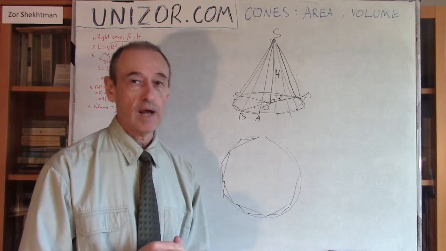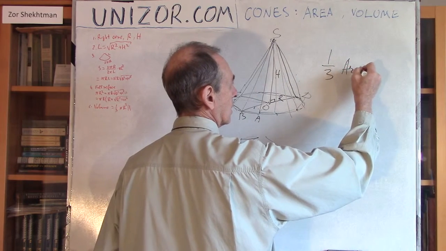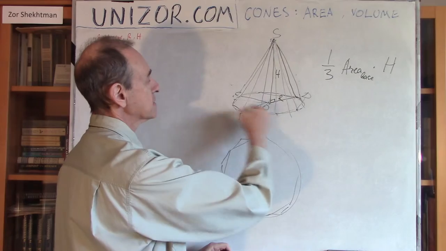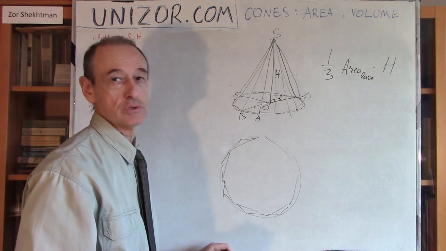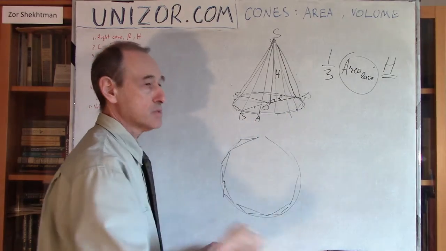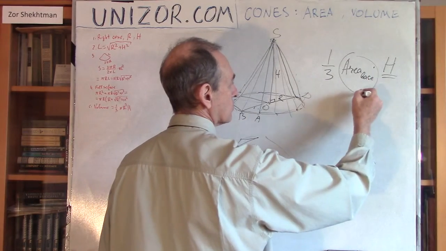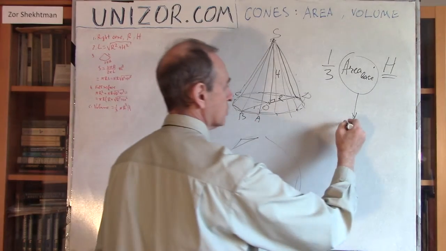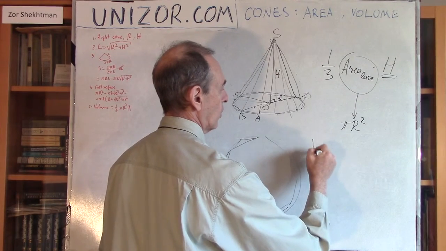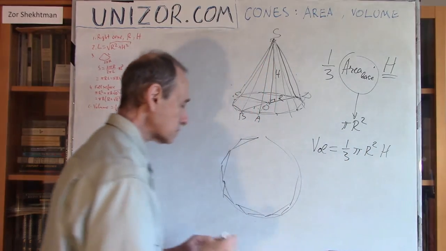Well, now, we know that the volume of the pyramid is equal to 1/3 area of the base times h, right? Now, all these pyramids have the same altitude as our cone, so this is a constant. Now, the area of the base is basically an area of this polygon, and as we increase the number of vertices and the edge is going down to zero of each edge, this area of the base would go to the area of the circle, right? Which is pi r squared. So that actually leads us to an assumption that the whole volume is equal to 1/3 pi r squared h. That's the volume of the cone.